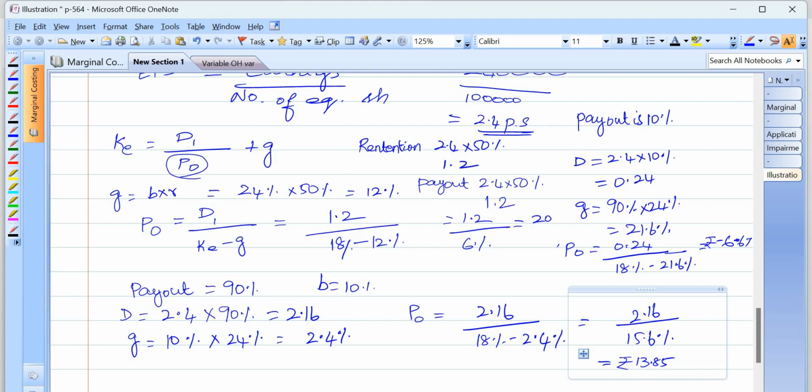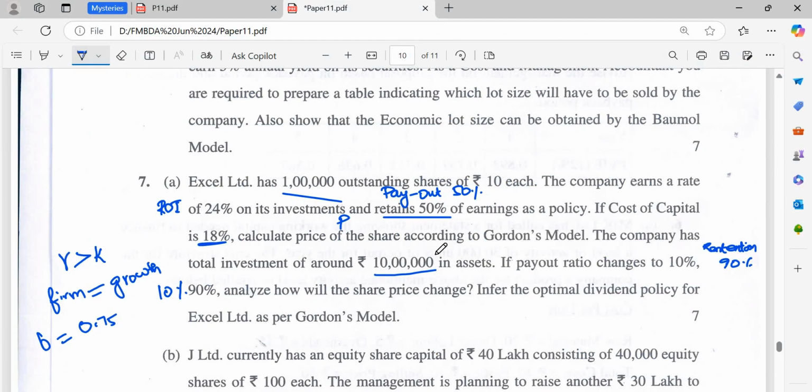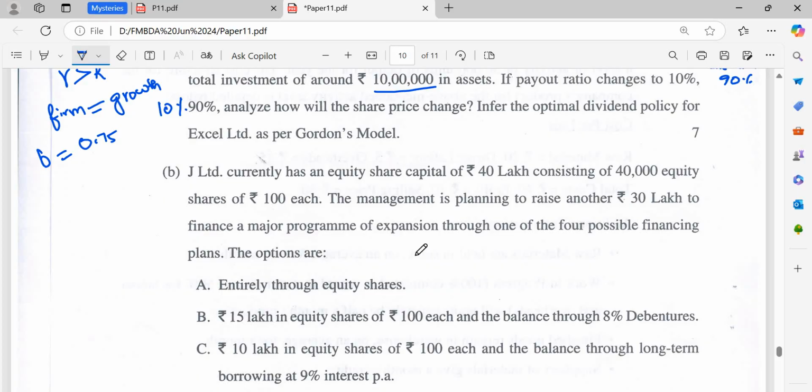So let's move on. Hope this question is very clear now. So let's move on to the next question. J Limited currently has an equity share capital of 40 lakhs consisting of 40,000 equity shares of 100 each. The management is planning to raise another 30 lakhs to finance a major expansion program, through one of the four possible financing plans.